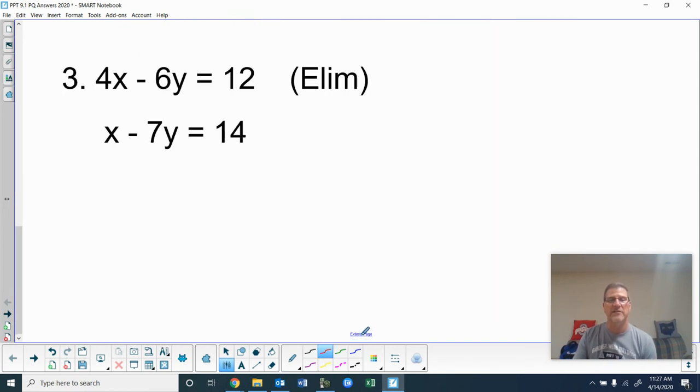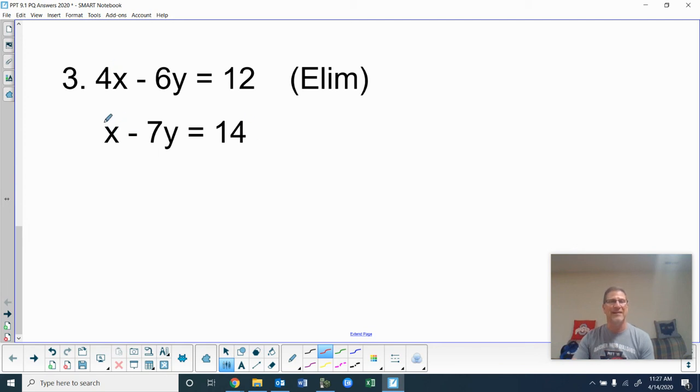All right, this one is an elimination problem. In this type of problem, we want to eliminate one of the variables. So I'm looking to get the same number in front of the x's or the same number in front of the y's. It's your choice, but I always like to see if that's already happened. Well, it hasn't. I got a 4 and a 1, a negative 6 and a negative 7. So sometimes you can multiply the top and the bottom by a number to get them the same, or just one of the equations to get them the same.